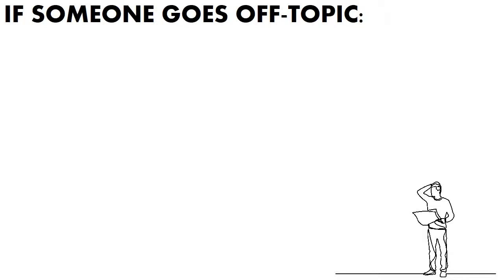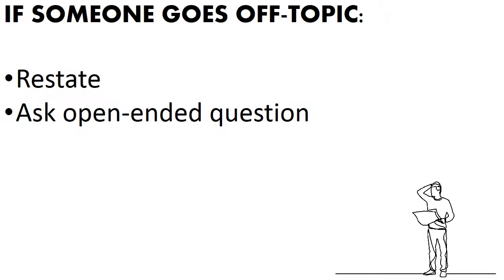If someone goes off topic, you want to restate their message in a way that ties it back to the purpose of the discussion, and then ask an open-ended question. You have two options here. You can ask an open-ended question to the person who has gone off topic. You can say, okay, so it sounds like you're saying X, Y, Z. How does that connect to what we're discussing today? Or what do you see as the connection to this topic, this discussion?